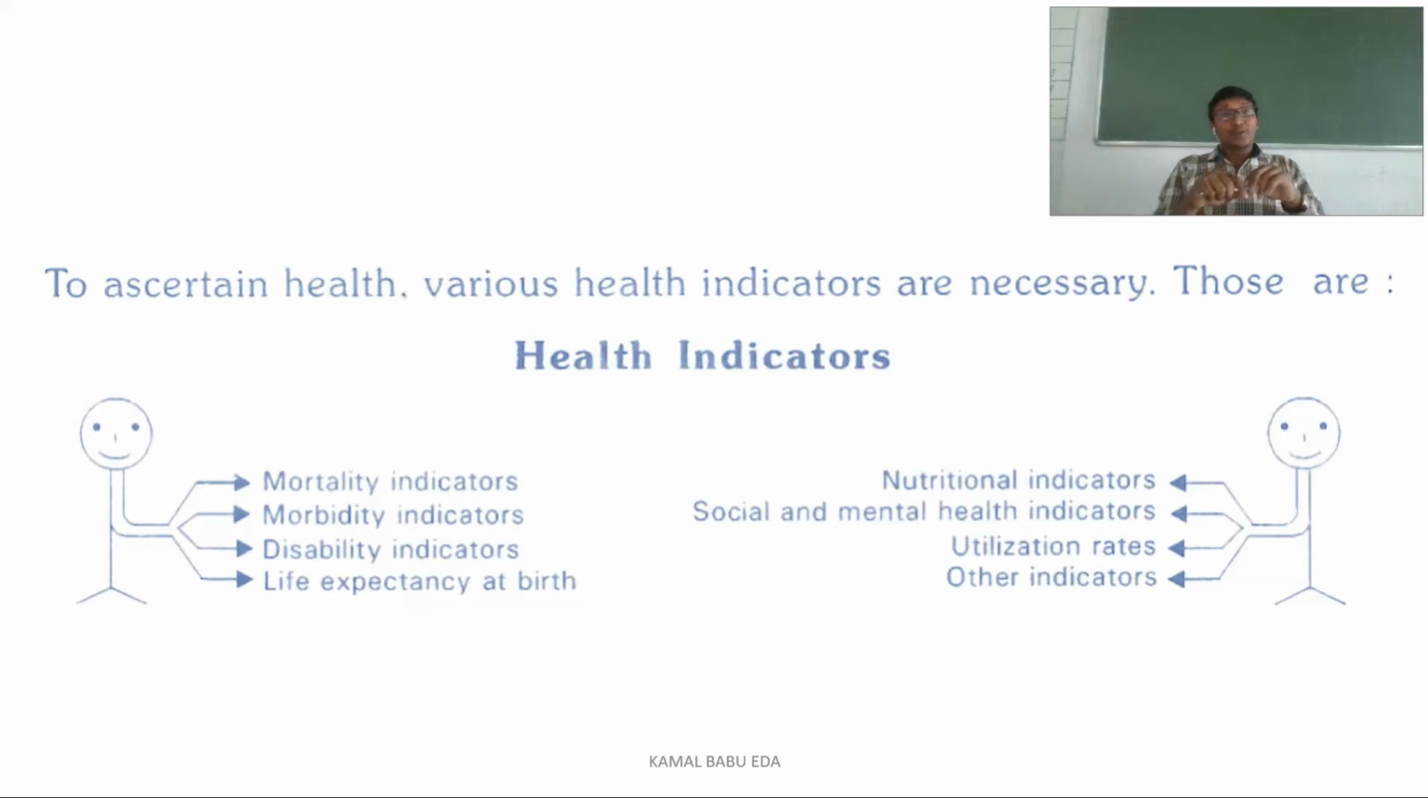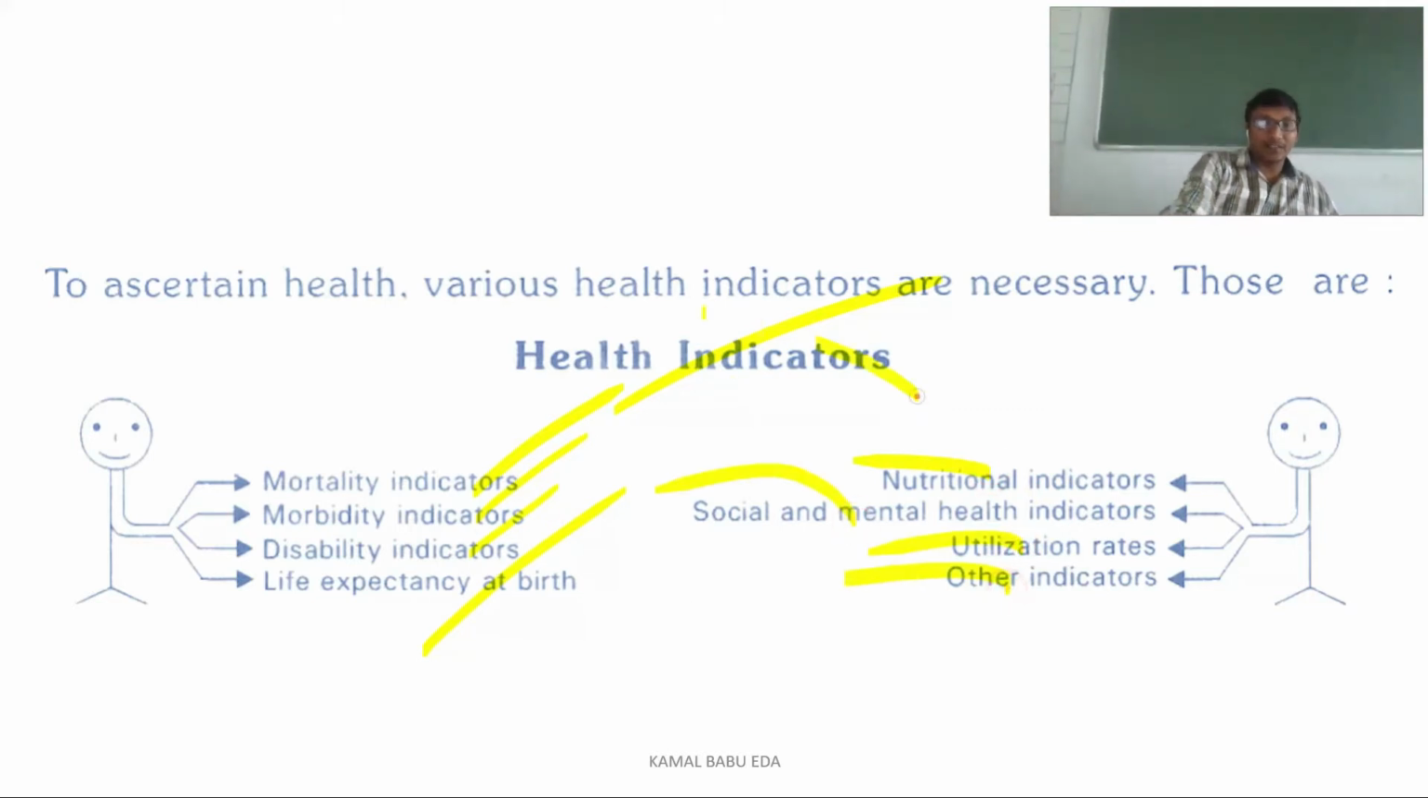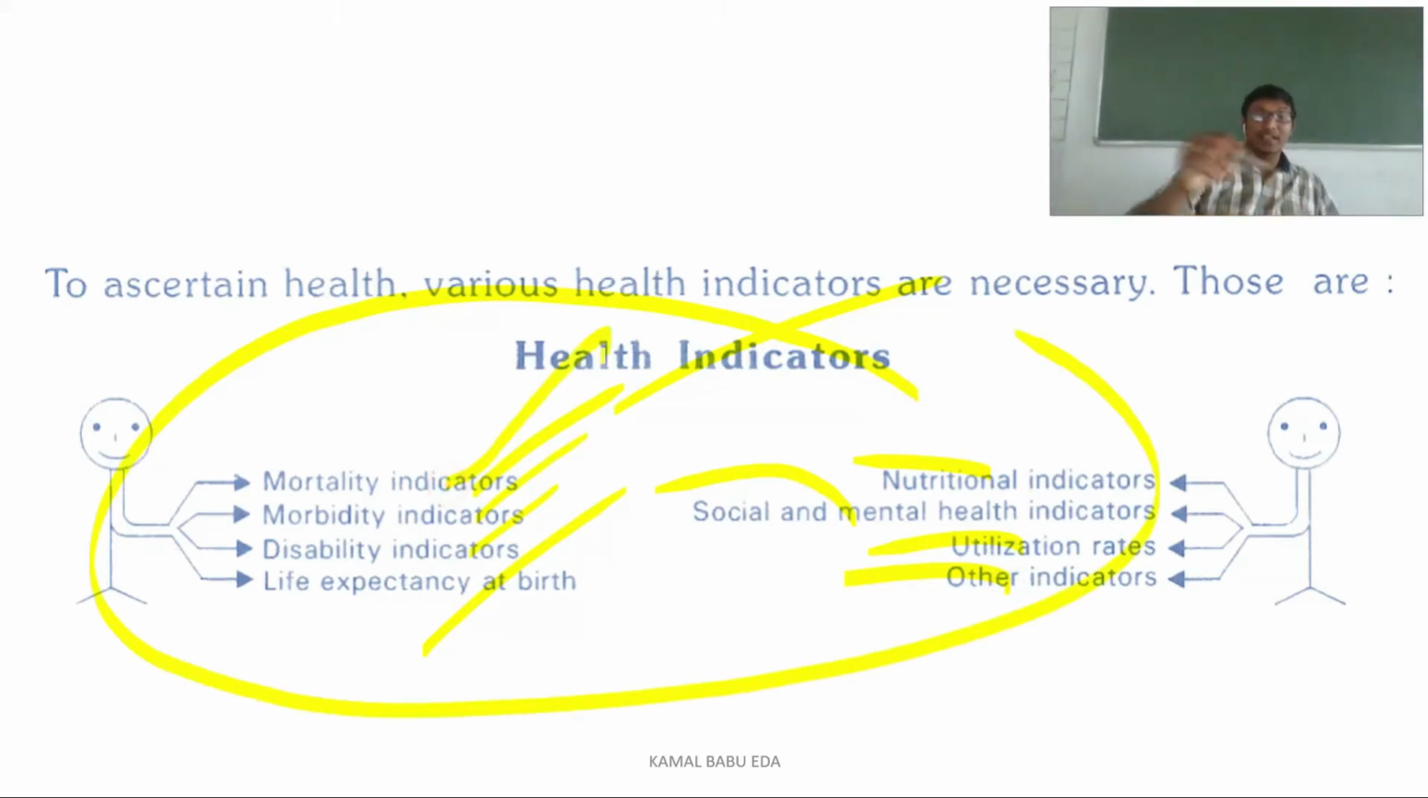And next, to ascertain health, various health indicators are necessary. As we are discussing, what are the health indicators? We have mortality indicators, morbidity, disability, life expectancy, nutritional indicators, social and mental indicators, utilization, and other indicators. We have seen the morbidity indicator, which mainly gives us the disease rate in the community.